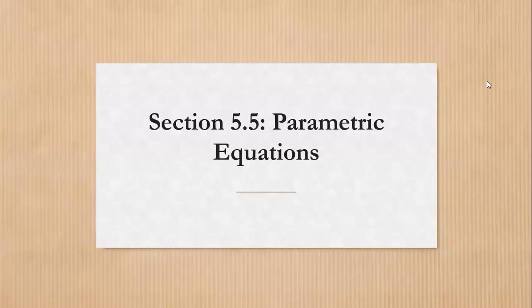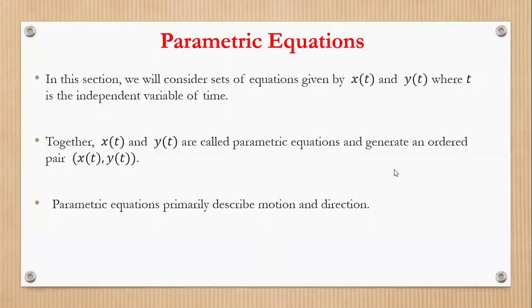Hi, in this section, we want to talk about parametric equations. Parametric equations are given by x of t and y of t, where t is the independent variable of time. So for parametric equations, we always have two equations, one for x and one for y, and both of these are equations based on the variable t, and t represents the time.